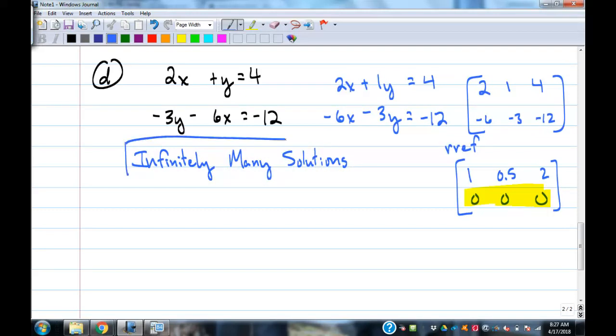Now, in Algebra 1, and probably in Algebra 2, we stopped there. This is not Algebra 1 and Algebra 2, it's college algebra. We're going to do a little bit more. We're going to write the answers in the form of one of the variables.